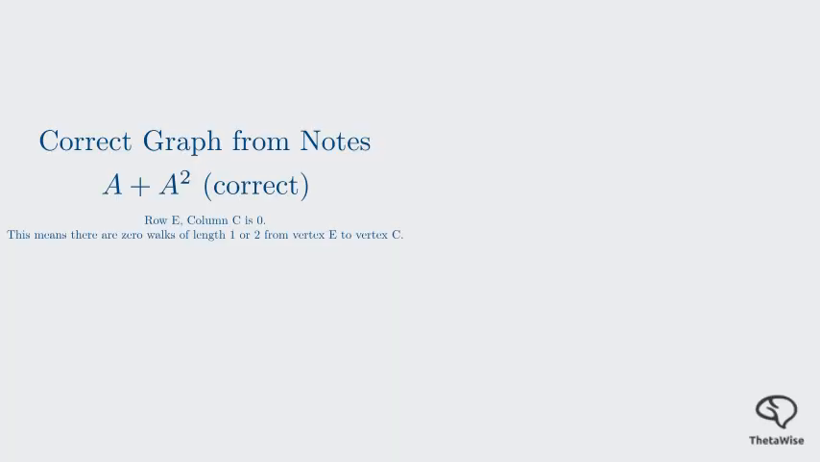Let's verify on the graph. From E, there's a one-step walk to B. From B, there's a two-step walk to C: BAC or BDC. Therefore, a 0 in A plus A squared implies there are no walks of length 1 or 2. In this case, we have a walk of length 3, EBDC. A very important distinction to keep in mind for your exams.